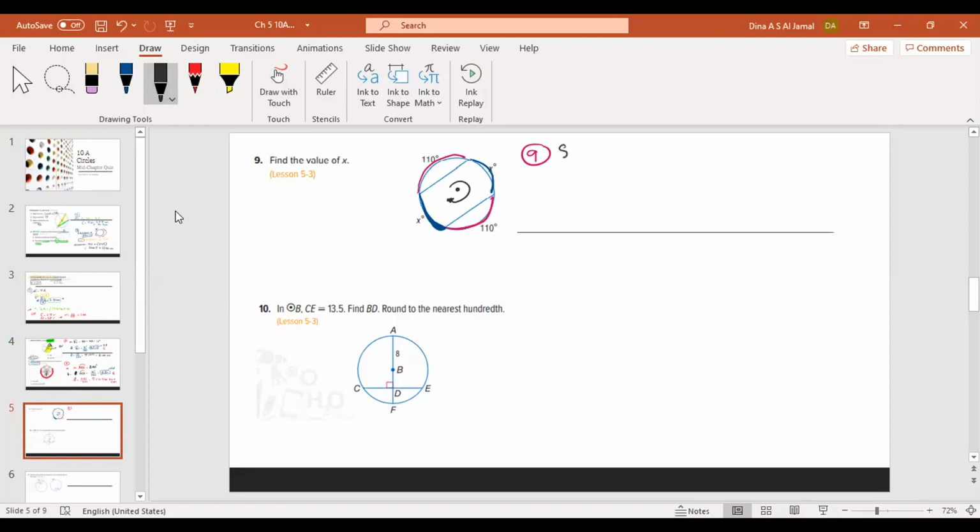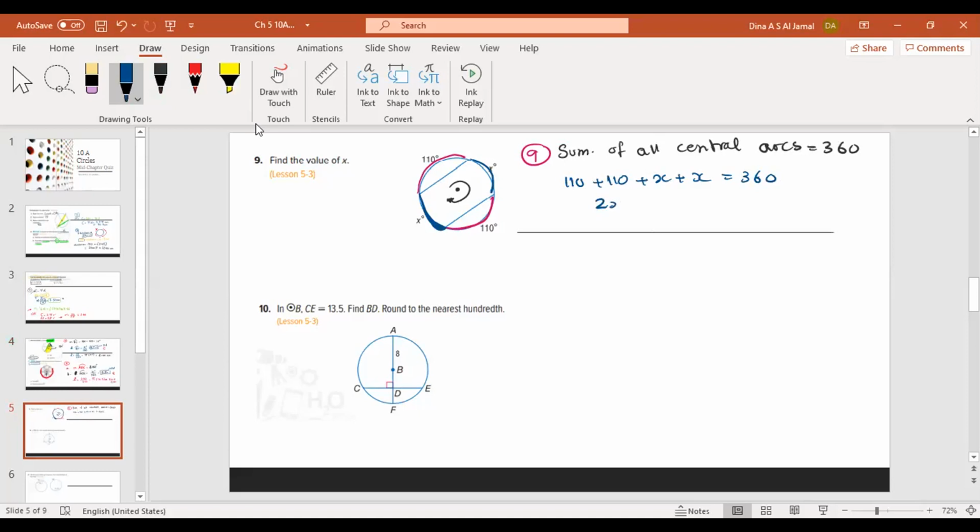So the summation of all central arcs will be related to the center, and it will be giving you 360. So now let's sum them. 110 plus 110 plus x, and they will be giving you total of 360. Now add all of them.